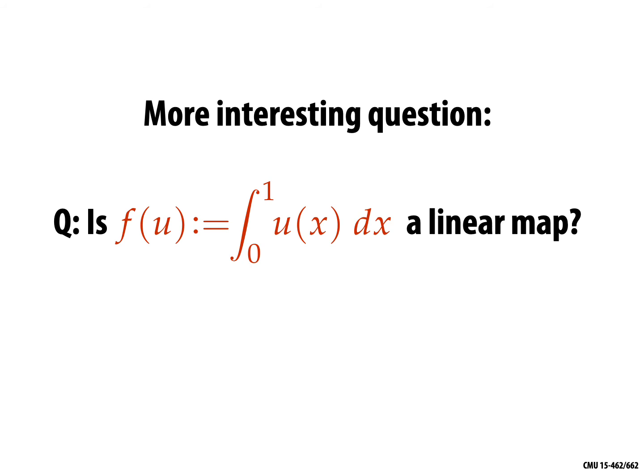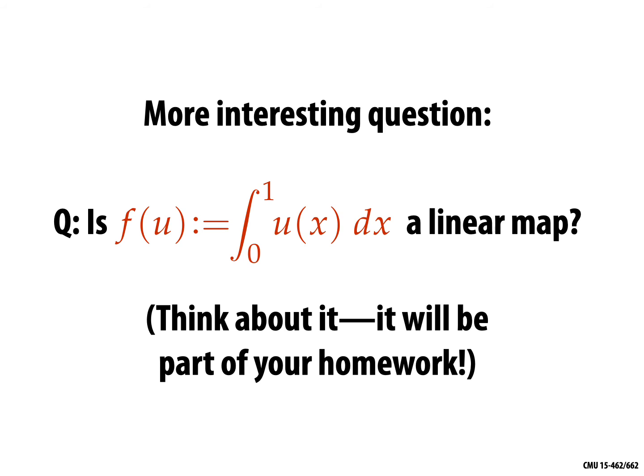Okay, here's a slightly more interesting question. What about this function? F of u equals the integral from 0 to 1 of u(x) dx. So now it's a function that takes as input one function, u, and spits out a number. Is this a linear map? Is this even a map between vector spaces? Well, think about it. It'll be on your homework.